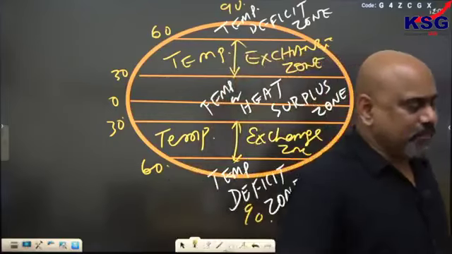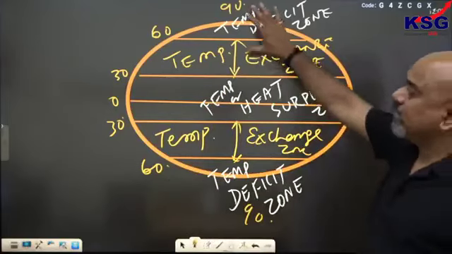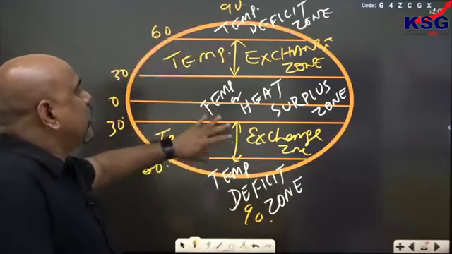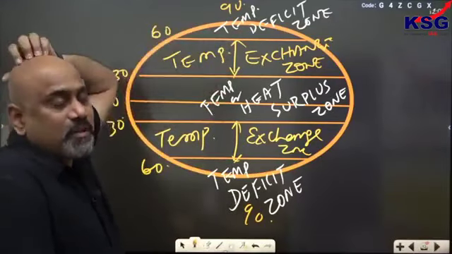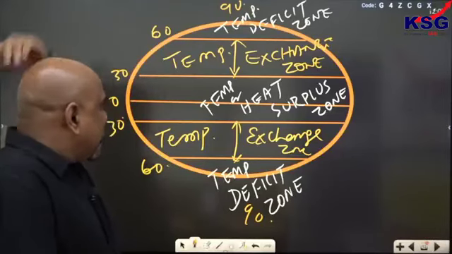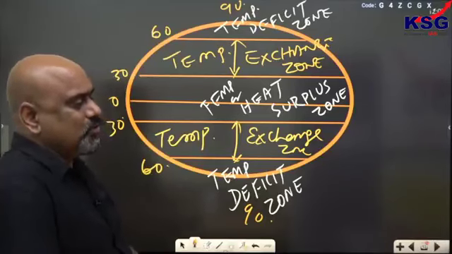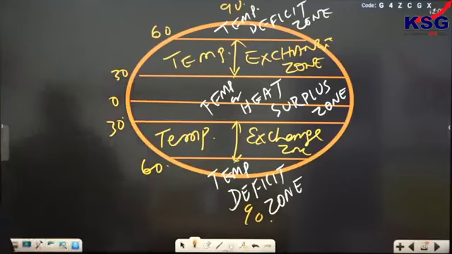So because of this, what happened? The polar region is very cold. The equatorial region has temperature surplus, a thermal surplus zone, and between these two, in this zone, there is an exchange of temperature. Okay. I hope you got it.